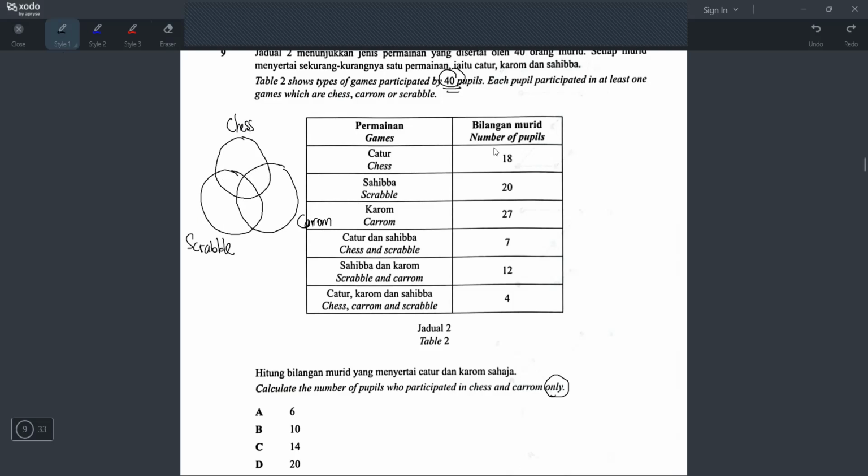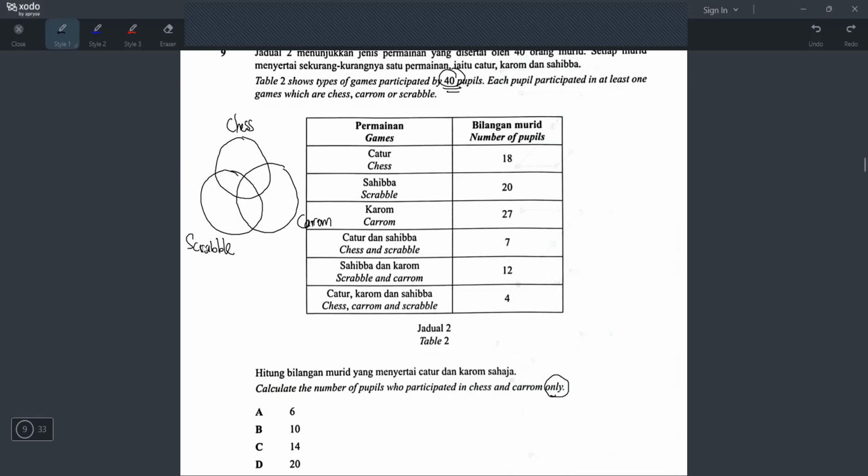Okay, so I'm going to erase and test you one more time. What if I ask you here? What is this? This is Scrabble and carom. Okay. What if I ask you like this? This one is Scrabble and carom only. The word only will change the whole meaning, right? So the only is very important, right?